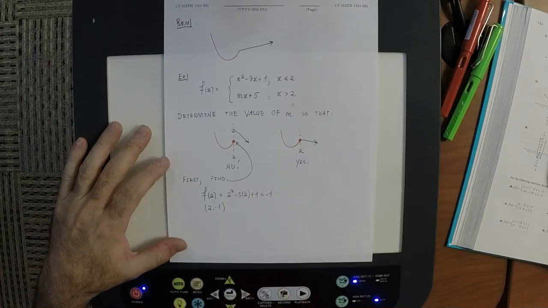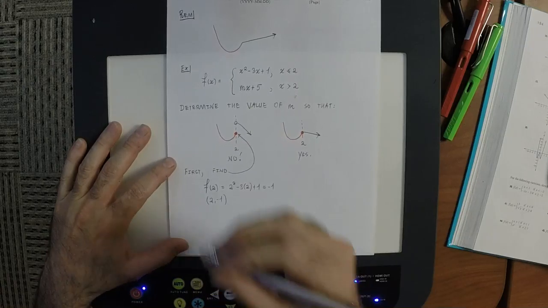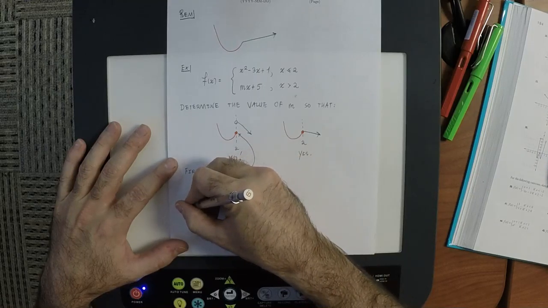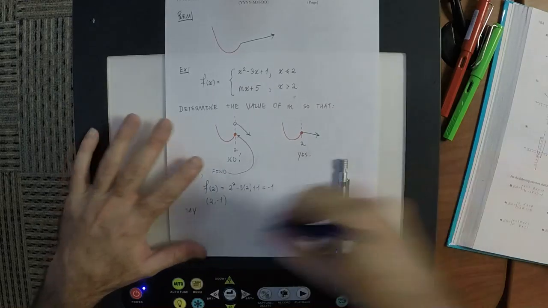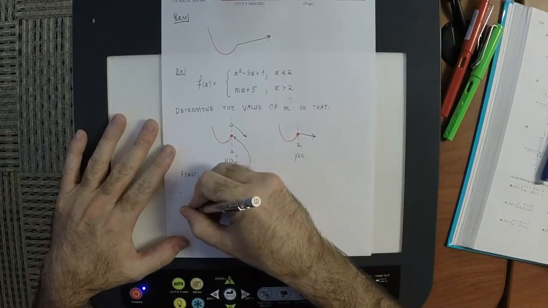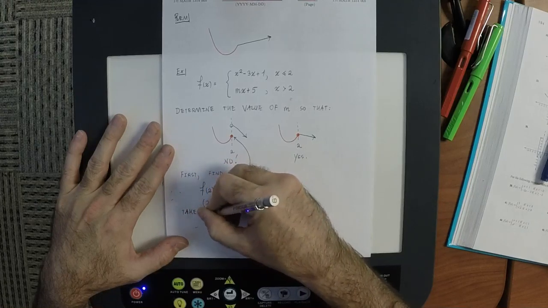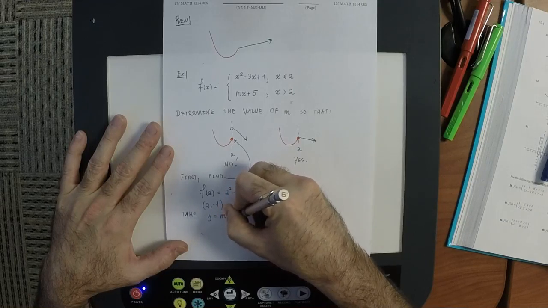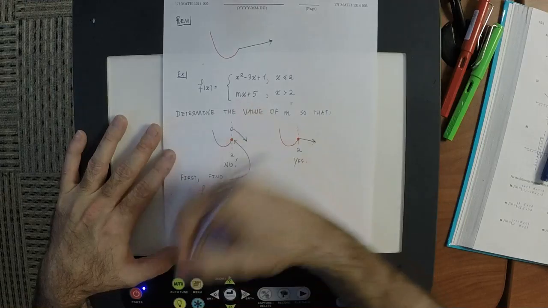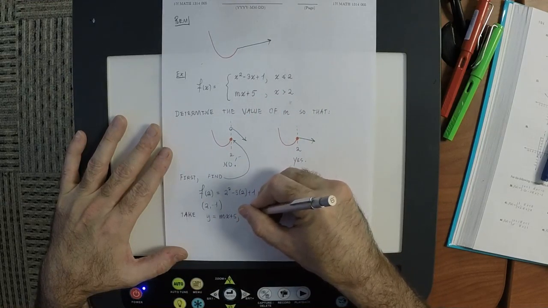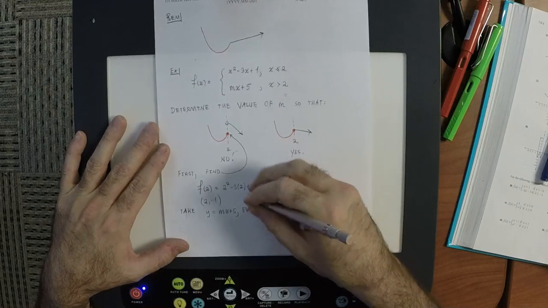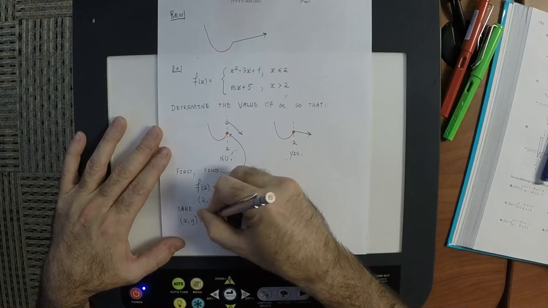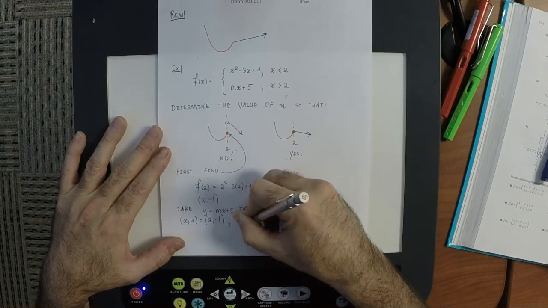Okay. So, specifically, we need to do the following. We need to take y is mx plus 5 and evaluate at that point, at x, y is 2, negative 1, and solve for m.